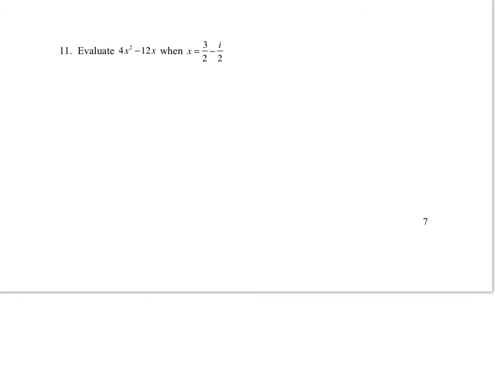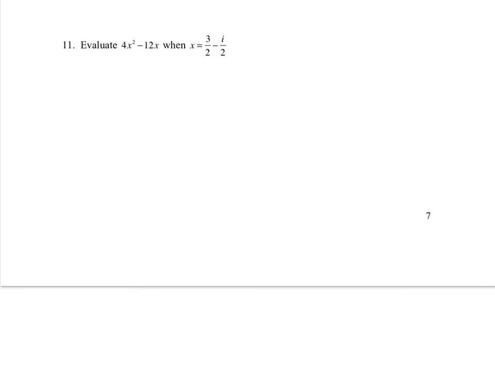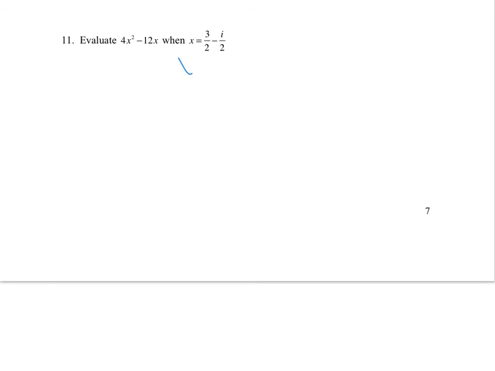Evaluate the following equation when x is represented by 3/2 minus i over 2. Okay, take a look at that value of x. Both of them are fractions, and they have a common denominator. So I'm going to rewrite it to be x equals 3 minus i all over 2. I just think plugging in a single fraction like that would be a lot easier.